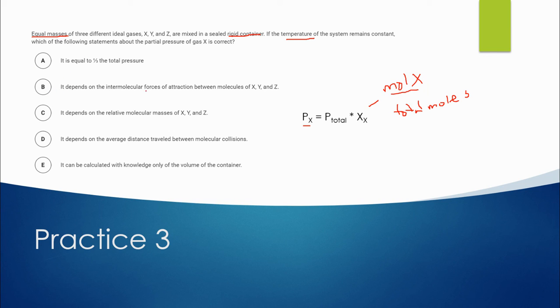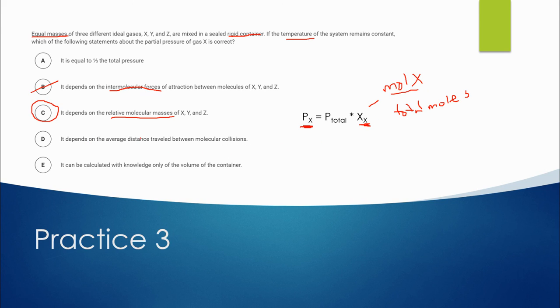For B, it depends on the intermolecular forces of attraction between these molecules. We have an ideal gas, so we're assuming that there's no intermolecular forces. It depends on the relative molecular masses of X, Y, and Z. Yes, we need to know the molar masses in order to get our amount of moles. And in order to find the partial pressure of X, we must know our amount of moles.